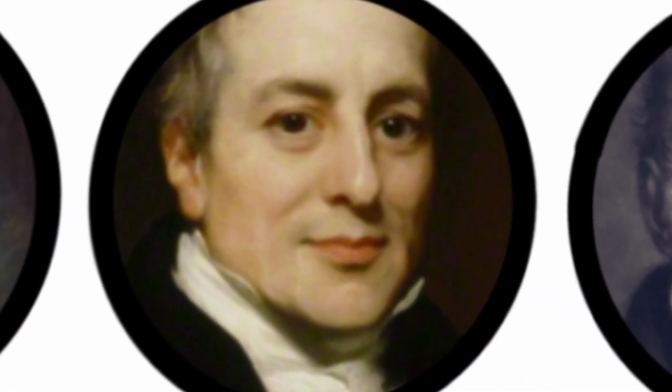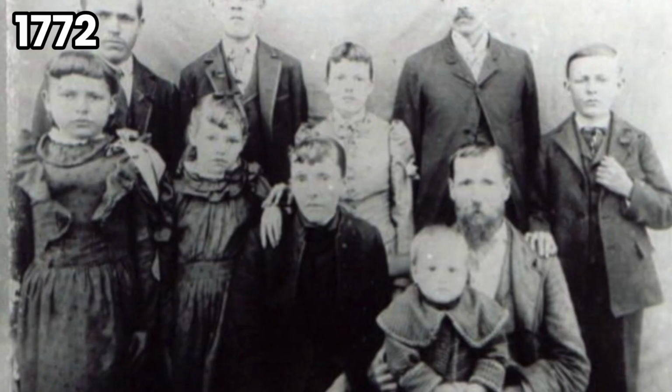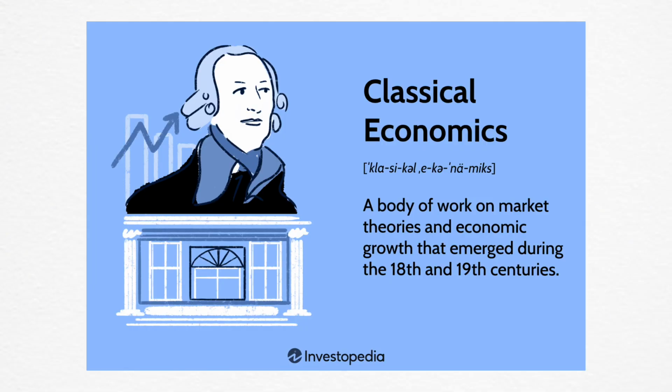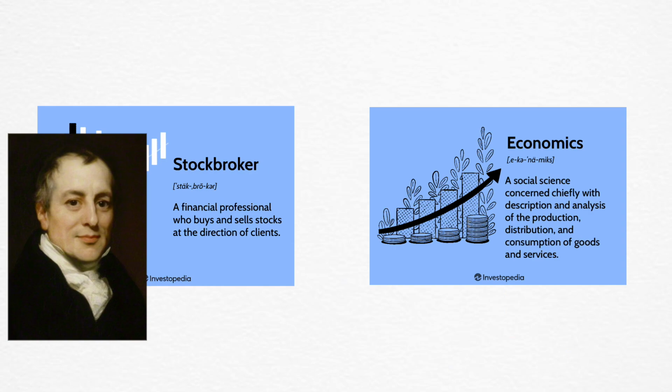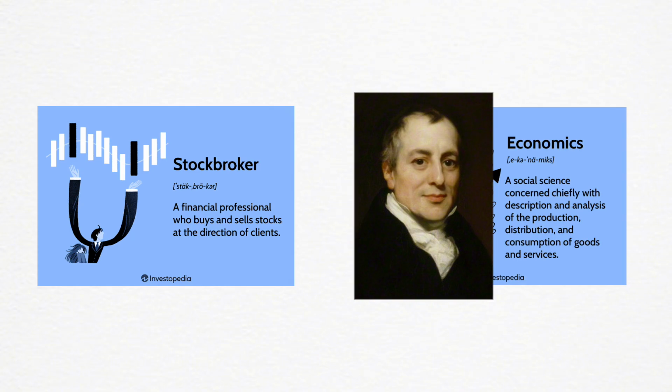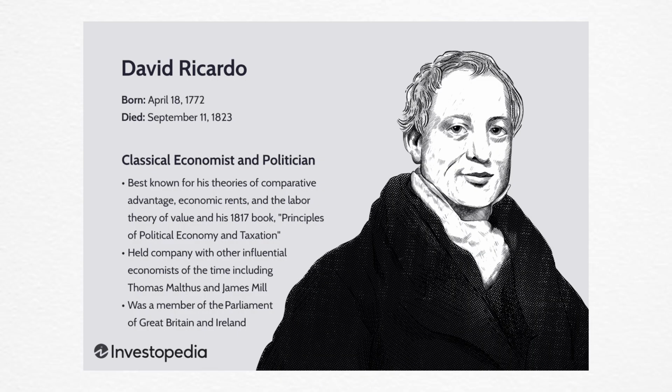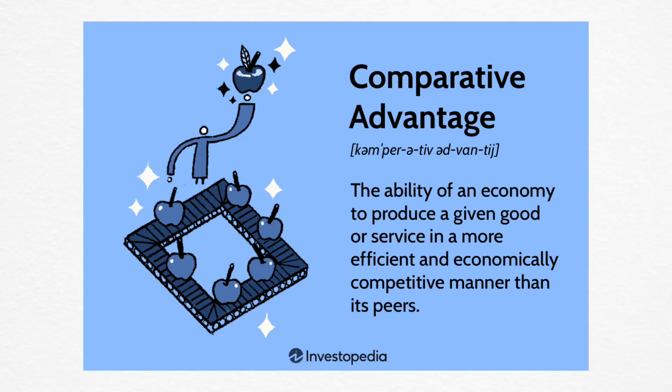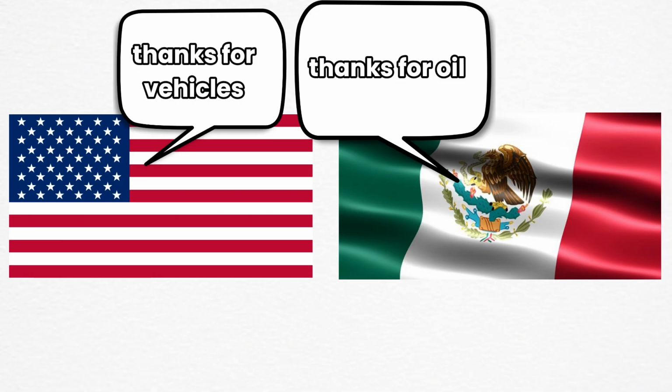David Ricardo. Born in 1772, he was one of the most influential thinkers of the classical economics era. Originally a successful stockbroker, he turned to economics after reading Adam Smith's work and quickly made major contributions to the field. Ricardo is best known for developing the theory of comparative advantage, which explains how countries can benefit from trade even if one is more efficient at producing everything.